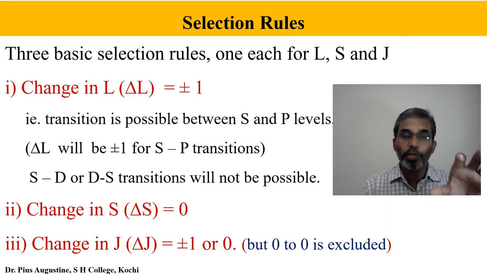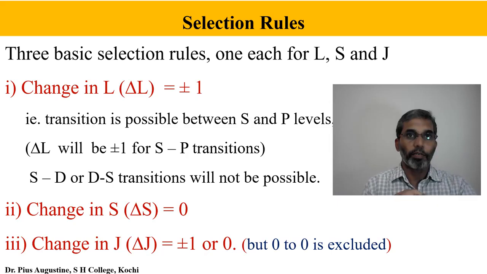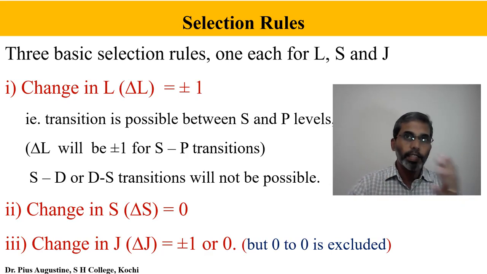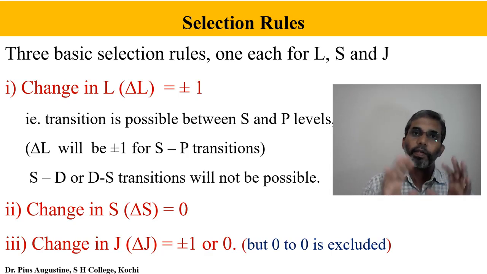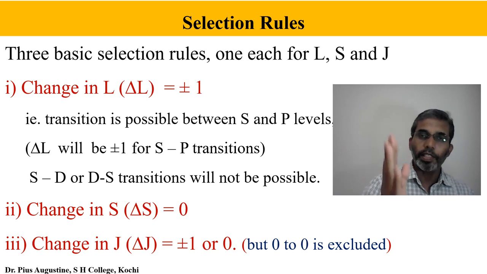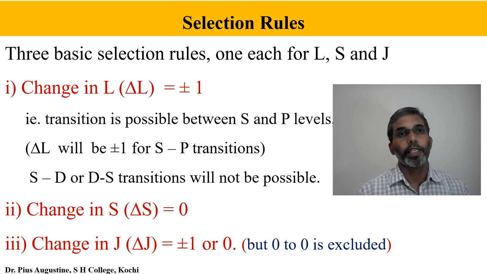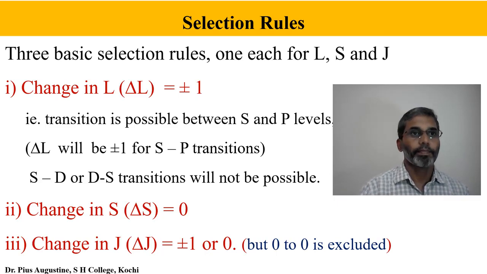So for example, 2D 3/2 to 2P 3/2 is allowed. Even though delta J is equal to 0, it is not from J equal to 0 to J equal to 0; it is from J equal to 3/2 to J equal to 3/2. So these are some basic selection rules which are to be strictly followed. Because they come from quantum mechanical theories, there is a sound basis for these selection rules, and so they are to be perfectly followed while describing or explaining atomic spectra.